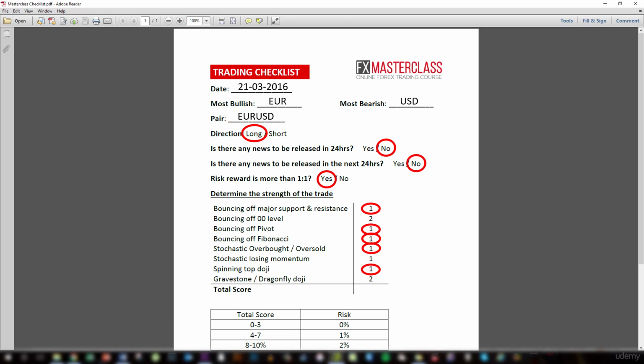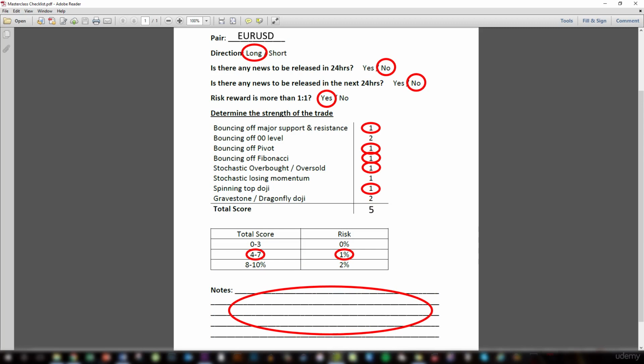Circle all the scores for the items that you are able to identify on the charts, and then sum the score. This will give you an indication of the strength of the trade. We'll then compare it on the chart below, and then find the corresponding risk percentage. In this case, since the score we have tabulated is 5, the amount to risk would be 1%. Finally, it is a good habit to take notes on the trade, such as the fundamental reasons that you are actually taking this trade.